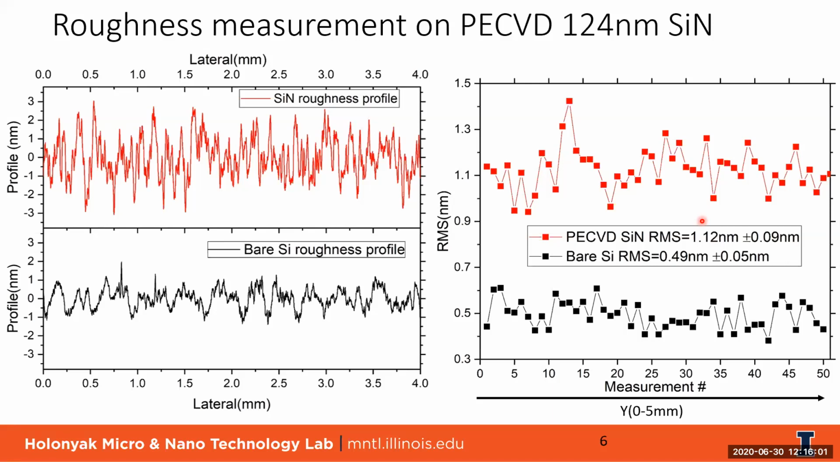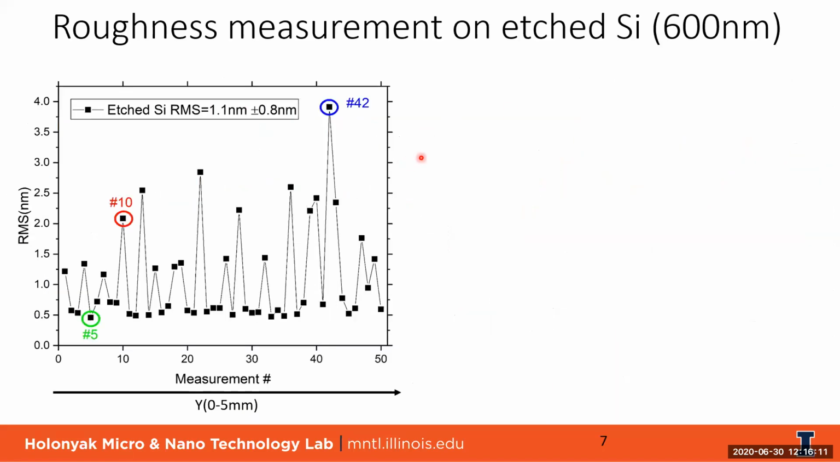Now, after I see that, I want to see how about etching. After doing the deposition, how about I etch the silicon and see the roughness? How does it change? Shown here, again, I repeat the measurement after the silicon etch of about 2 minutes. We repeat it 50 times. Again, in the same fashion, I move 100 micron every scan.